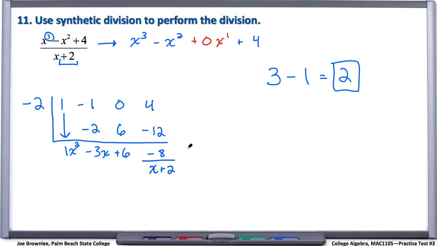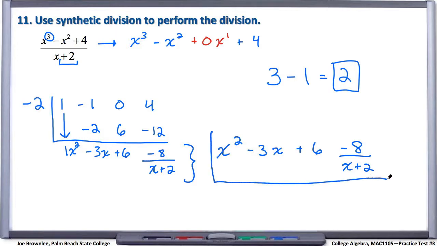All right, so let's go ahead and write this a little cleaner out here to the right. So 1x squared, well, we would normally write that as just x squared minus 3x plus 6 minus 8 over x plus 2. So this is what we are claiming is our final answer. This is our quotient. Now, what you could do, and I would highly recommend you do this, especially on a test, is check ourselves using multiplication.